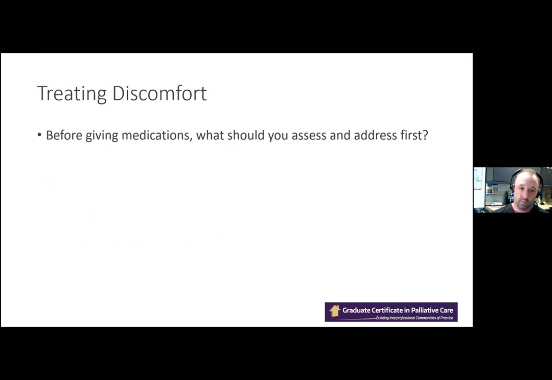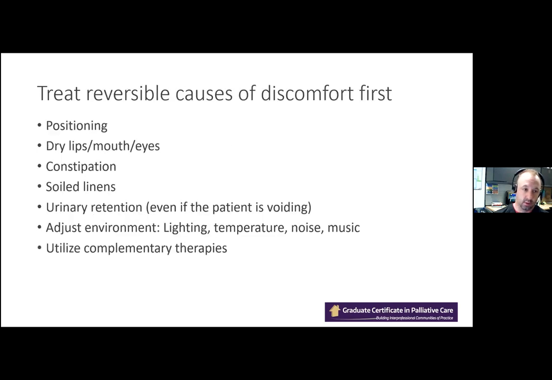So before giving medications, we can look at other causes of discomfort too. You want to treat for reversible causes of discomfort. So it's important to think about positioning. Is someone's neck like this when you walk in? Do they have dry lips, dry mouth, dry eyes? So we use moisturizers and ointments for those things.